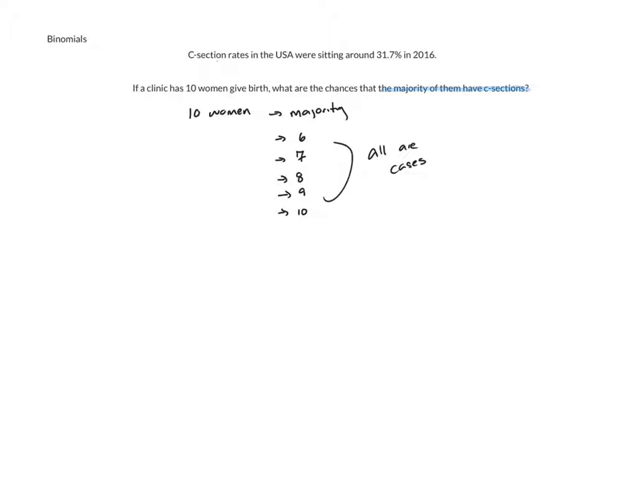So what we'll do is we'll go ahead and we'll calculate the probability that 6 of them have C-sections. We'll calculate the probability that 7 of them do. We'll calculate the probability that 8 of them do. We'll calculate the probability that 9 of them do. And then we'll calculate the probability that 10 of them do. And then once we get all these, since we want the majority, we'll go ahead and we'll add each of these up. Either 6 of them, or 7, or 8, or 9, or 10. So, in this example, we're going to go ahead and do one of them, and then if you'd like to, you can calculate the rest of them, and then I'll go ahead and add them up and give us the total.